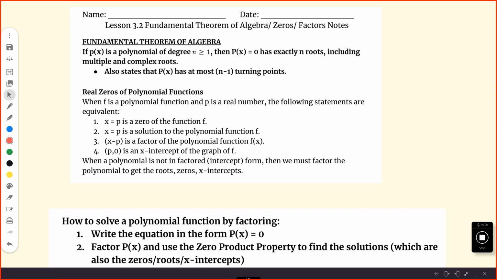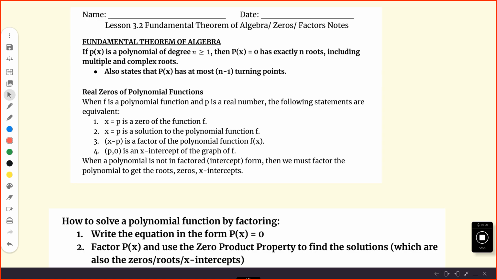Okay, so today we're going to be talking about this fundamental theorem of algebra, okay? We're starting now, okay? I don't want to start saying things if you're not paying attention.